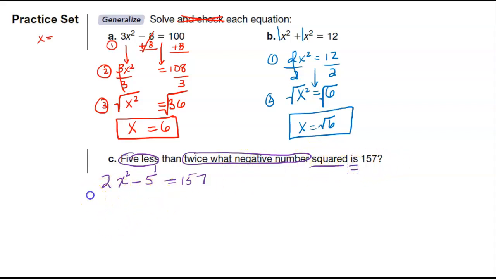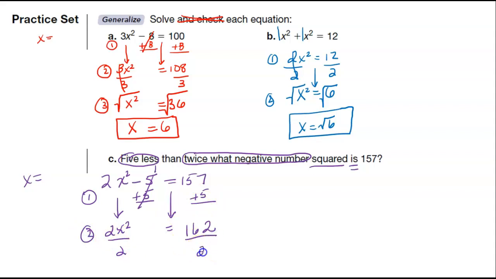All right, let's go ahead and solve this. So my first step is to add 5, keeping in mind that I'm trying to get to x equals. So I have to undo everything that's happening to x. So let me add 5 over here. My 2x squared comes down. My equals is going to come down, and this is, let's see, 162. The second thing I'm going to do is divide by 2.